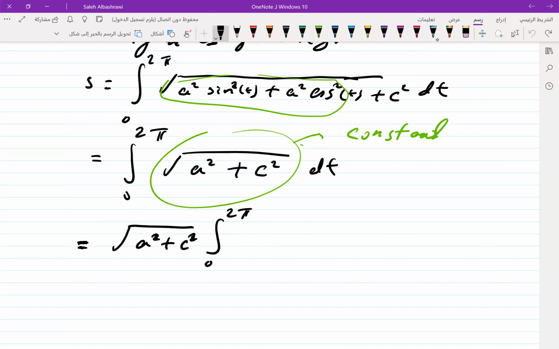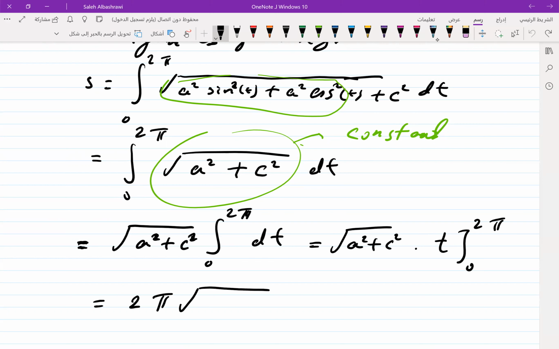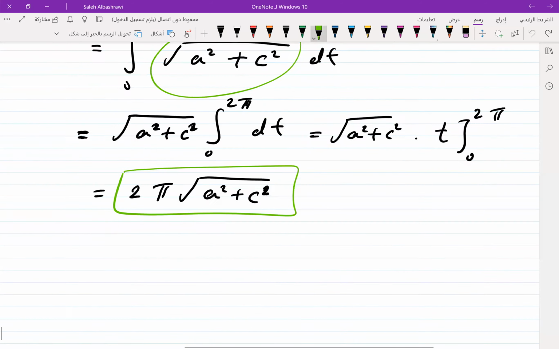The integral from 0 to 2 pi of dt is equal to the constant square root of a squared plus c squared multiplied by t between 0 and 2 pi, which is equal to 2 pi multiplied by the square root of a squared plus c squared. So the value of t between 0 and 2 pi will give me only 2 pi. So the length of the curve is equal to 2 pi multiplied by the square root of a squared plus c squared. Let's take another example.